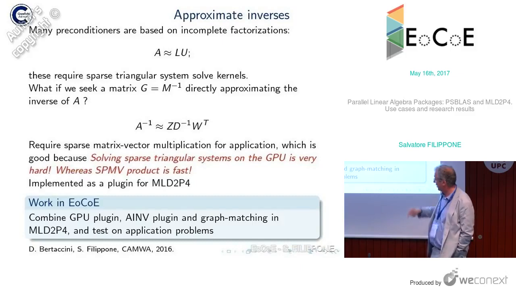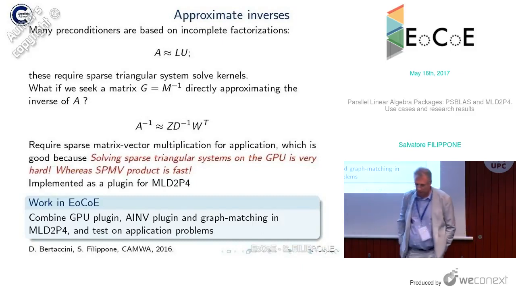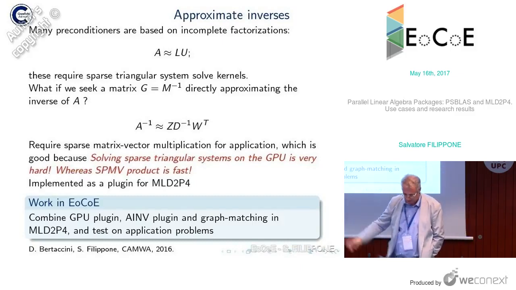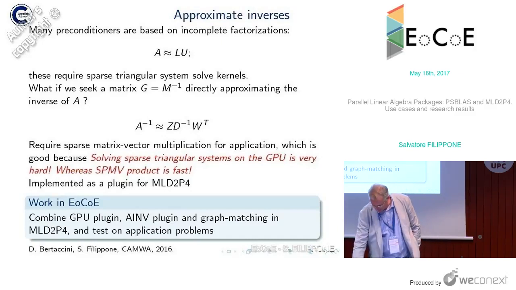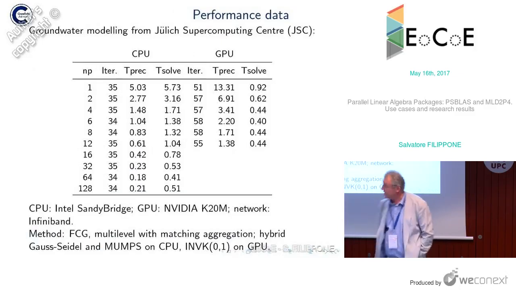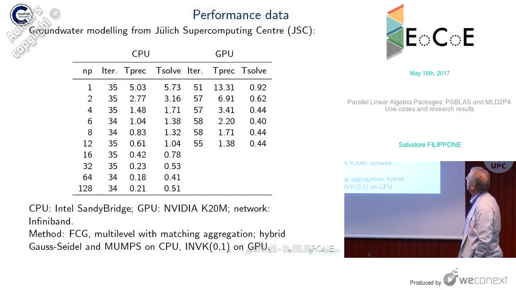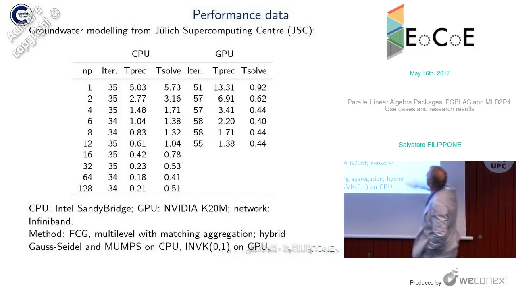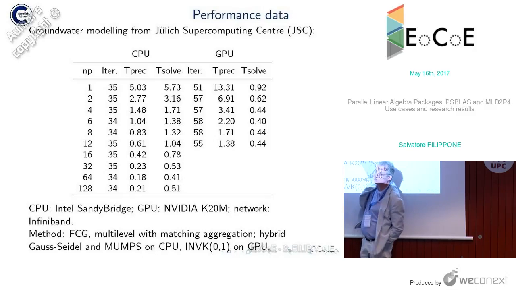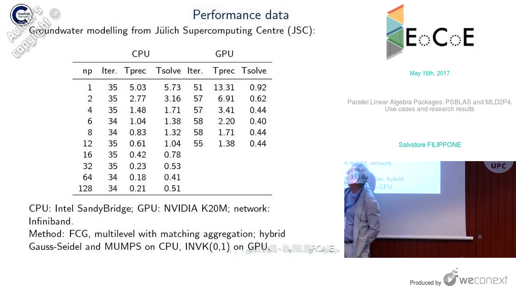And this is something that we explored with my colleague, and we had the paper late in 2016. So does it work? Yes. Look there. The time for solution on the CPU is 5 seconds. Time to solution on a GPU is 0.92 seconds, even if the number of iterations is larger. Now, as you can see, the number of iterations stays constant. This is algorithmic scalability.